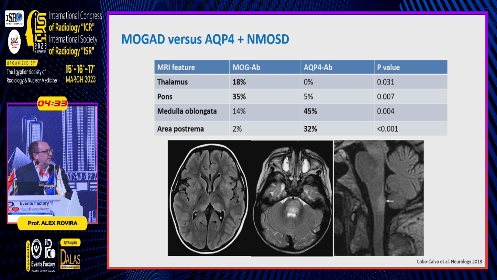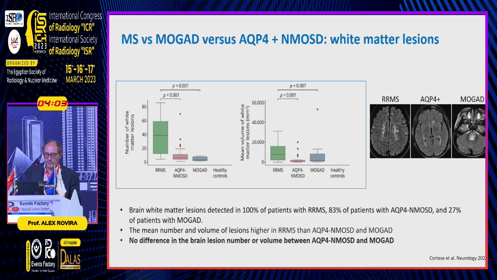Some people try to make a differential between MOG and NMO, aquaporin 4 NMO. This is an attempt from Cobo Calvo, and you can see that, for example, involvement of the thalamus and the pons is more frequent in MOG compared to aquaporin 4, while the involvement of the medulla oblongata and area postrema is more common in aquaporin 4 antibody disorder. So these are topographies that are also useful to consider in your differential diagnosis. Another attempt was established by a recent paper that was just published a few weeks ago, in which they analyzed the number and the volume of the lesions that you can see in the brain.